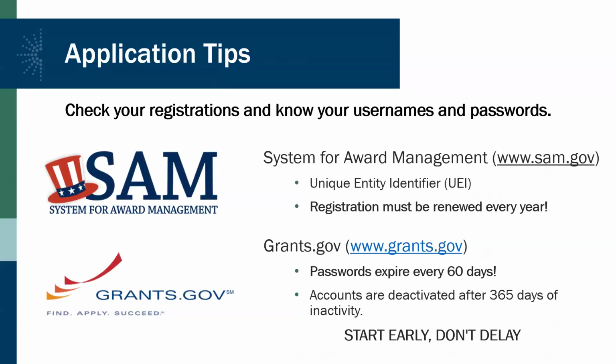It's important to get your application submitted online through grants.gov before the deadline. IMLS does not accept applications by mail or email. In order to register with grants.gov, you must have an active SAM.gov registration and unique entity identifier number, also known as a UEI. So make sure your registrations for both of these sites are complete, your accounts are active, and that any necessary passwords are current.